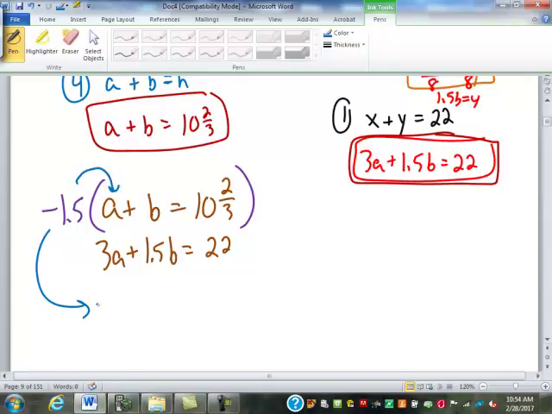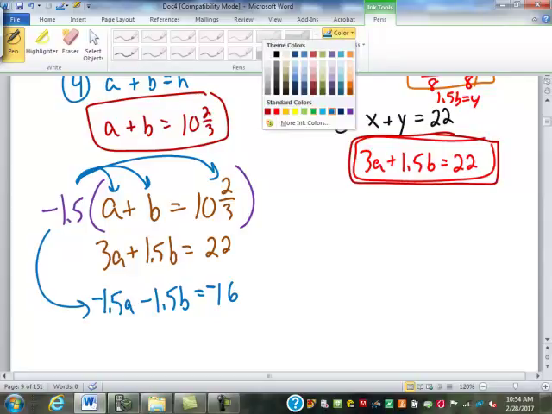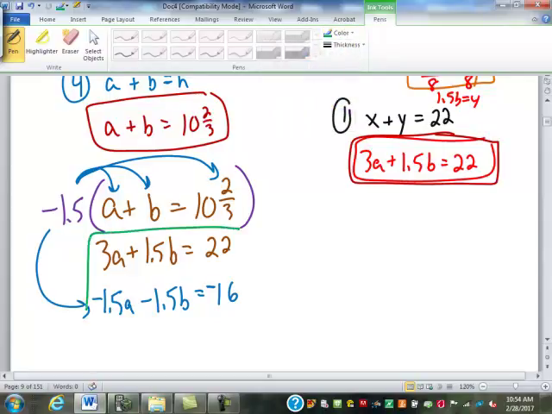We're going to multiply 1.5 times a. Negative 1.5 times a is a negative 1.5a. Negative 1.5 times b is a negative 1.5b. Notice the positive 1.5b, negative 1.5b. Negative 1.5 times 10 and 2/3 is 16, correct? Negative 16. So I have this right now that I'm working with.